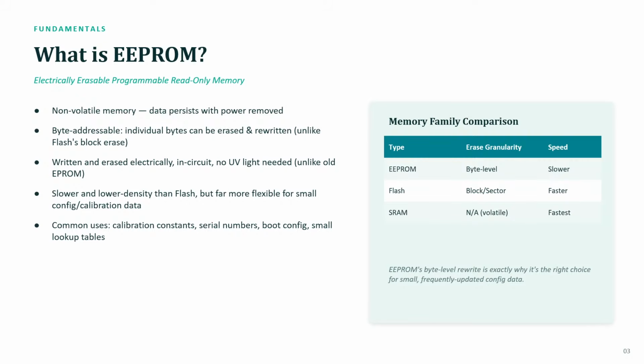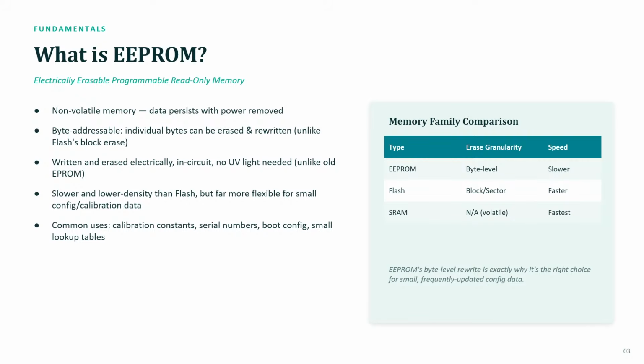Now coming to this, EEPROM is a non-volatile memory and the data persists even when power is removed. Even if you remove your power, you're not going to lose any data. This EEPROM is byte addressable. That means individual bytes can be erased and rewritten, unlike flash block arrays. We haven't discussed flash memory, so I'm not going to discuss this point as of now. EEPROM is written and erased electrically and in circuit, and no UV light is required.